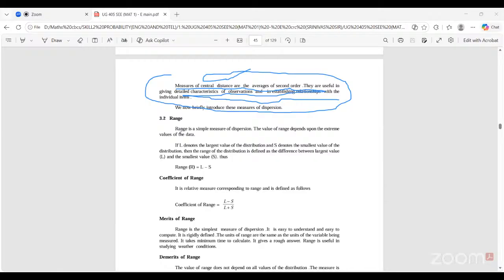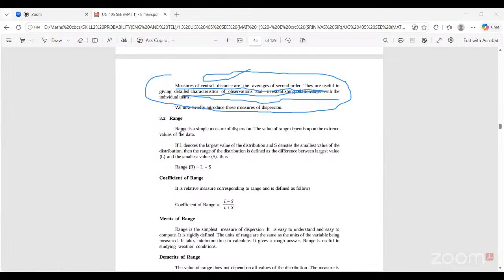What is the range? The range is the simplest measure of dispersion. The value of the range depends upon the extreme values of the data. L denotes the largest value of the distribution, and S denotes the smallest value of the distribution. Then the range of the distribution is defined as the difference between the largest value L minus the smallest value S. That is the range we have taken here.